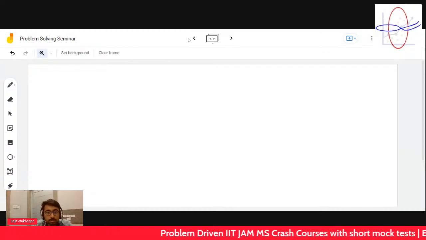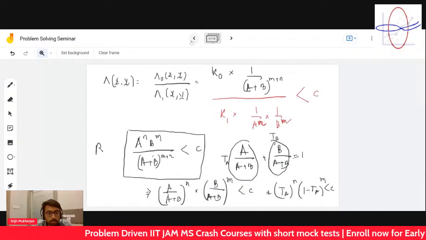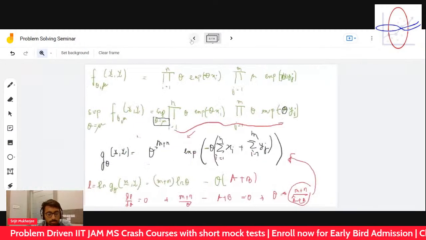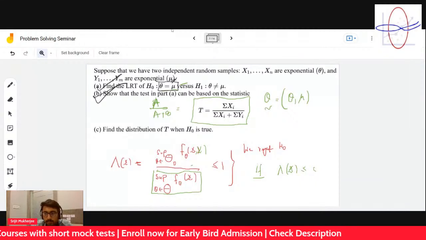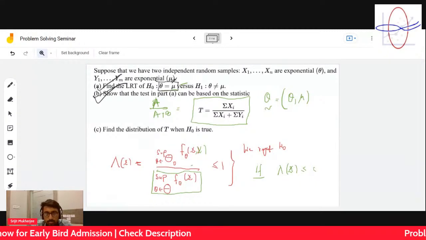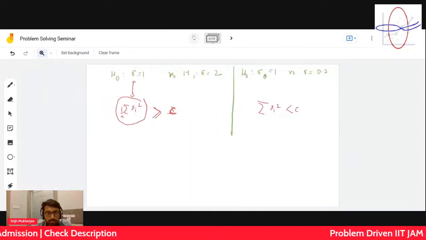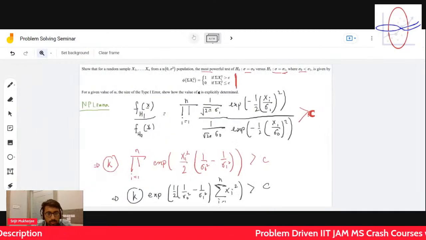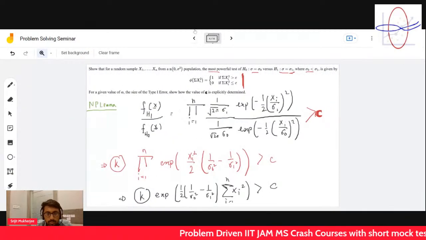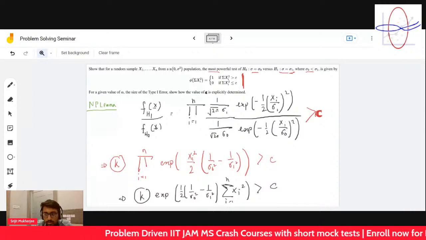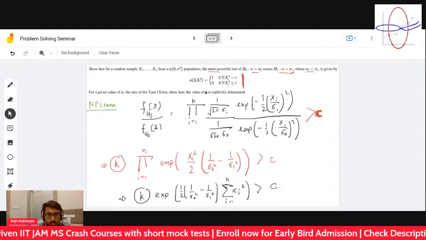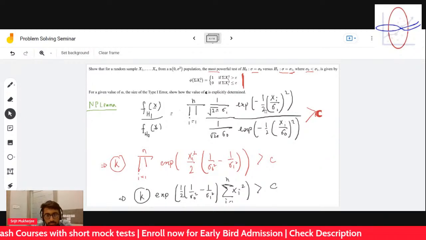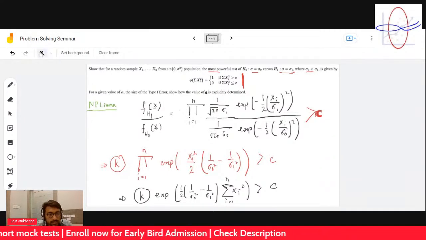Second problem. Which problem? Second problem. This one? The part B? Before? This one? Okay, let's see. Oh, okay, this is very easy.